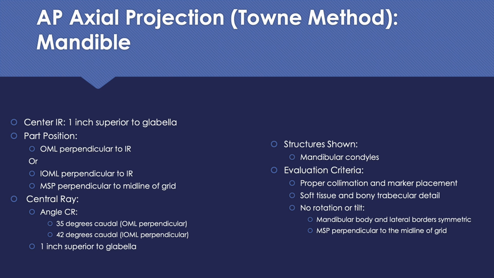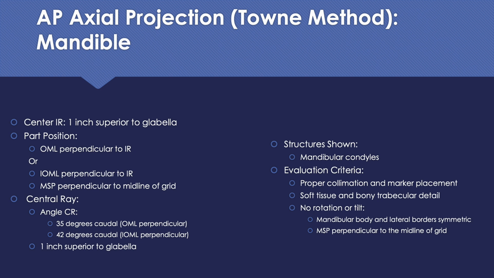For our central ray, we will angle the central ray. If the OML is perpendicular to the IR, we'll have 35 degrees caudal. If the IOML is perpendicular, we will have a 42 degree caudal angle, each directed at 1 inch superior to the glabella. For the structures shown, we will have the mandibular condyles well demonstrated, as well as proper collimation and marker placement with very good detail of the image.